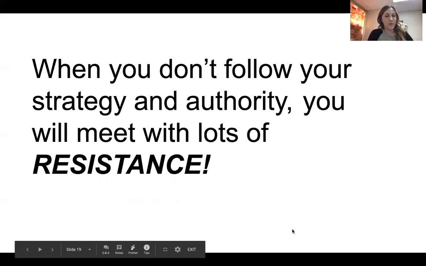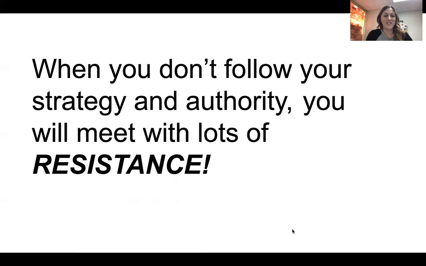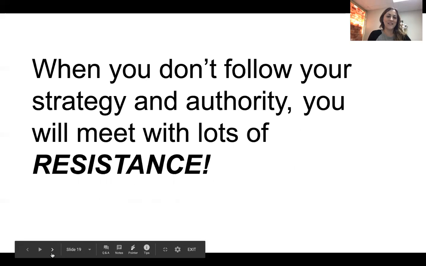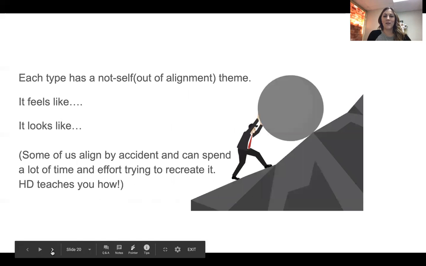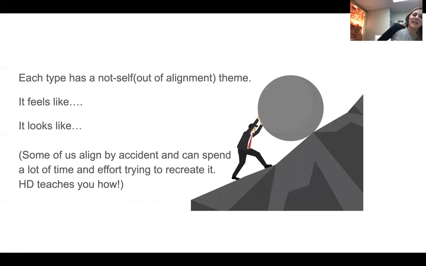So when you don't follow your strategy and authority, you will meet with lots of resistance. And I'm sure, just as Holly could attest, I have experienced plenty of this in my life. And that's why I think I found human design so wonderful. So each type has a not-self or out-of-alignment theme that you're going to experience when you're essentially in that resistance place. It can be a little bit different for each type, and we're going to talk about in the slides the exact emotion that usually comes with it for each type, because each type has one.